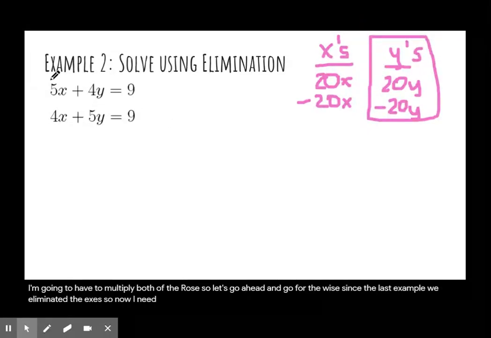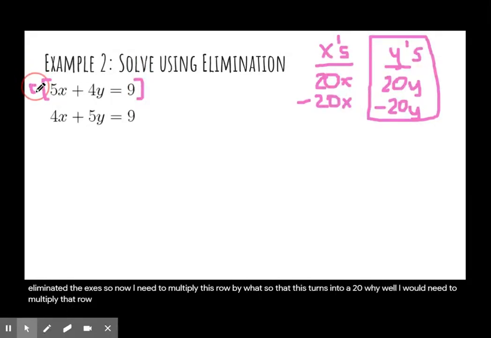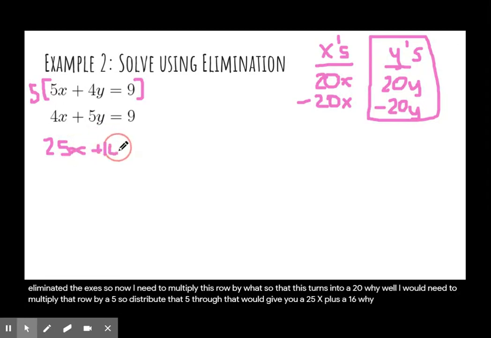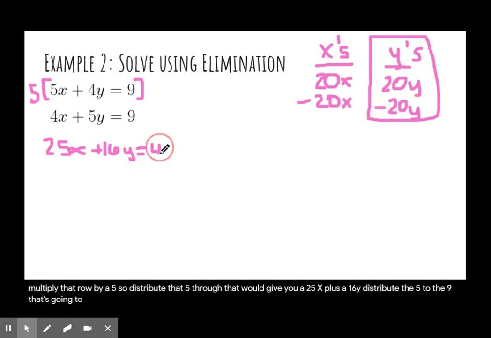So now I need to multiply this row by what so that this turns into a 20y? Well, I would need to multiply that row by a 5. So distribute that 5 through. That would give you a 25x plus a 16y. Distribute the 5 to the 9. That's going to multiply to give you 45.